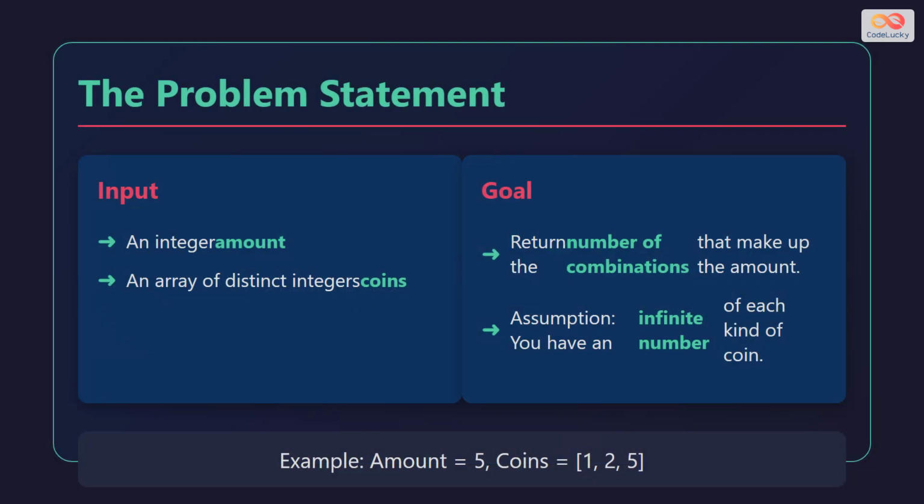Here is the problem. You are given an integer representing a total amount of money and an array of distinct integers representing coin denominations. Your task is to compute the number of combinations that make up that amount. The key rule here is that you have an infinite supply of each coin type.